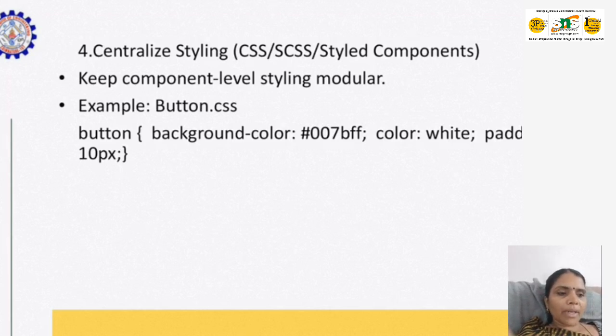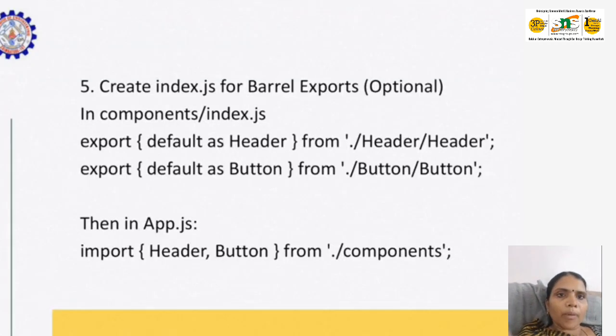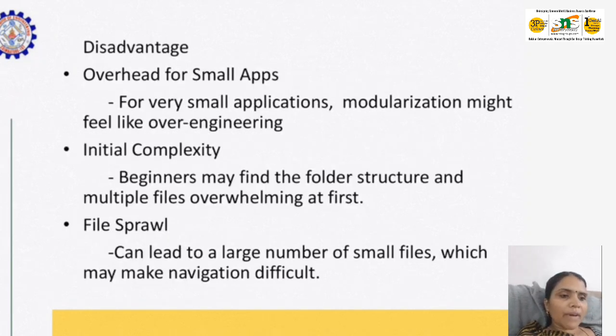For example, button: we put the background color white and padding of 10 pixels. Next one, create index.js for barrel export. This is also optional. So in index.js, export default as Header from Header, then export default as Button from Button. Then in App.js, import Header, Button from components.